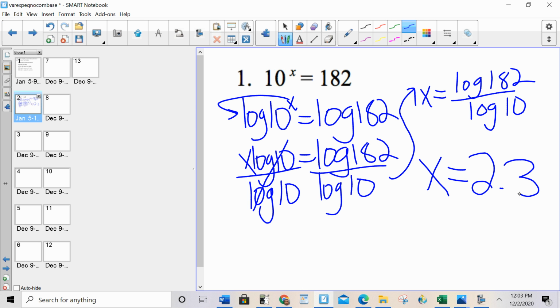And that's it. Take the log of both sides. When I take the log of both sides, the exponent comes to the front based on the power rule, which we talked about. From there, you just divide away to solve for x.